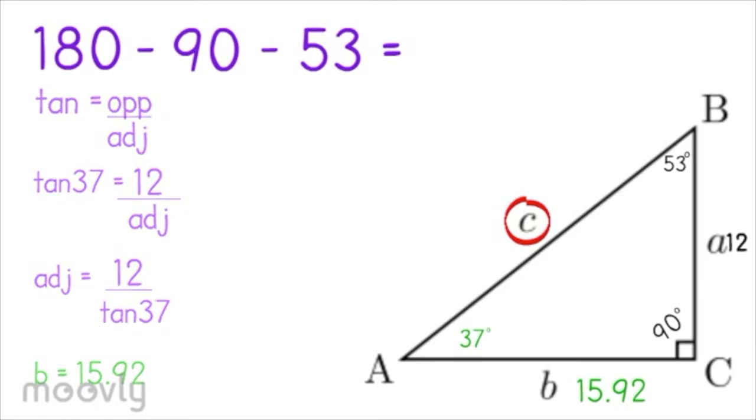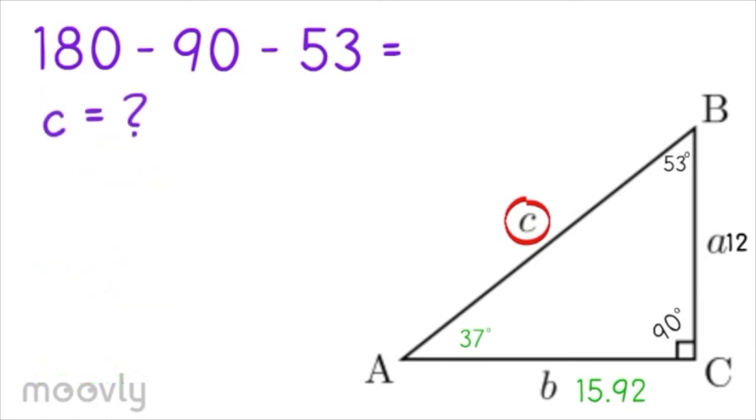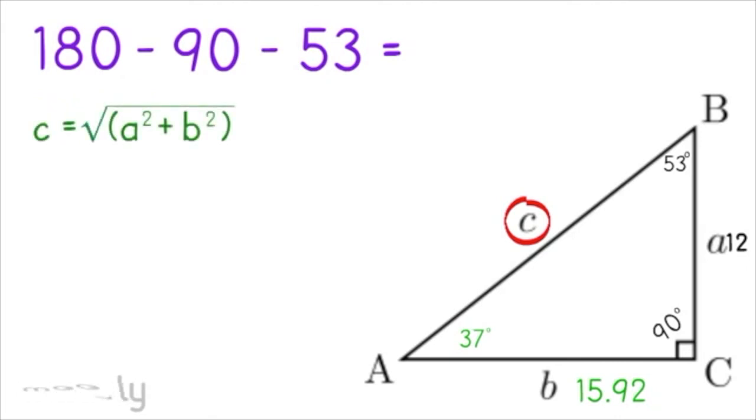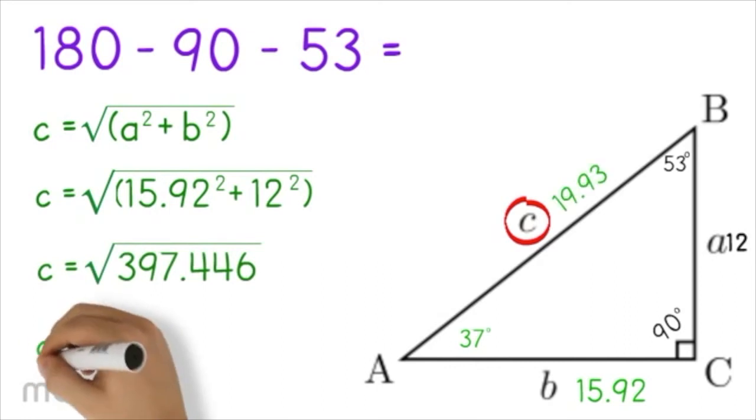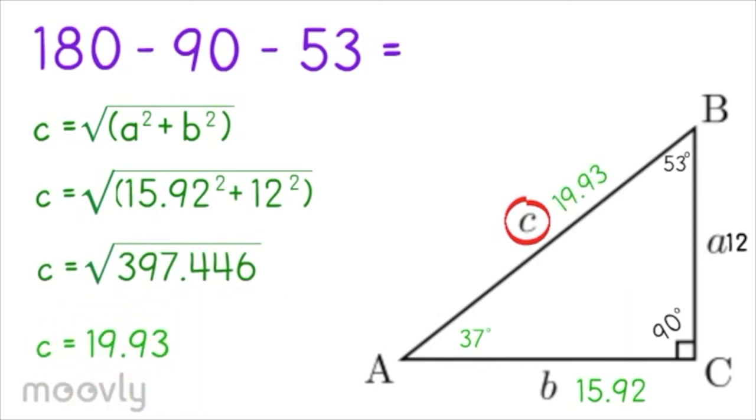Now to get C, we will use the Pythagorean theorem formula, which is C is equal to the square root of A squared plus B squared, and now we substitute the values, giving you C is equal to the square root of 15.92 to the second power plus 12 to the second power. You get the square root of that addition, giving you the value of C.